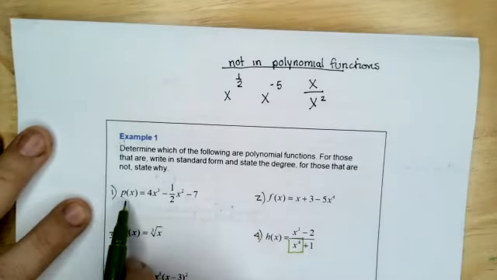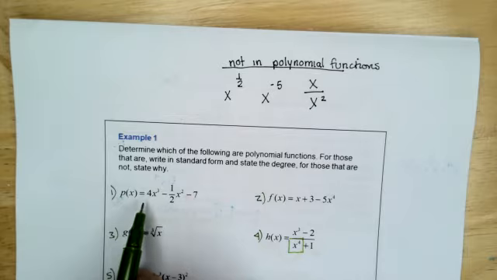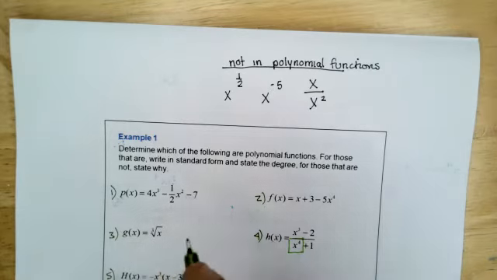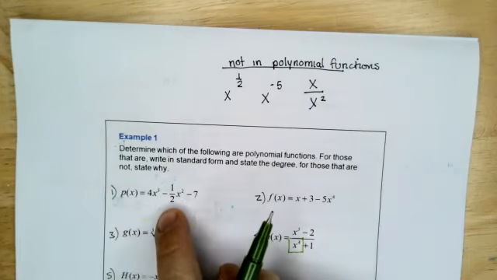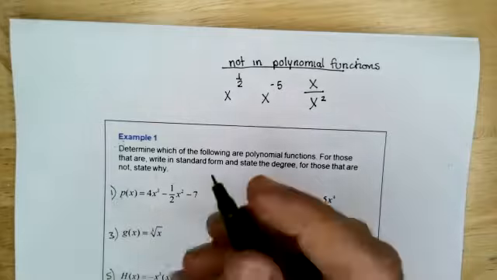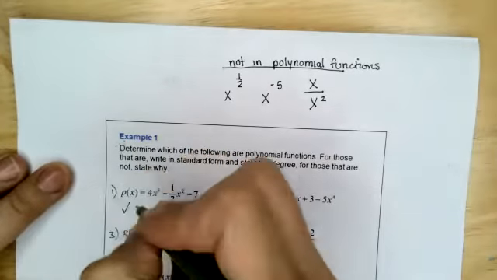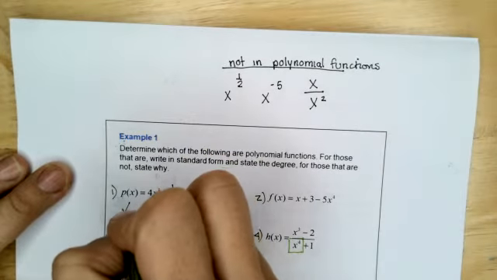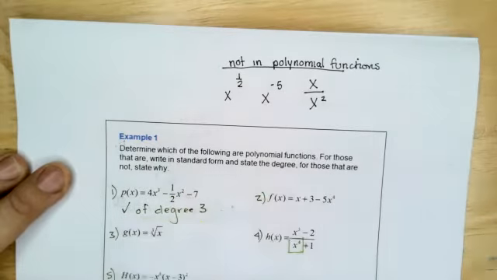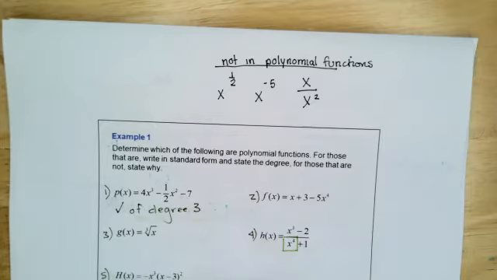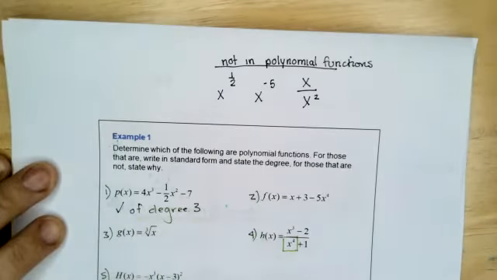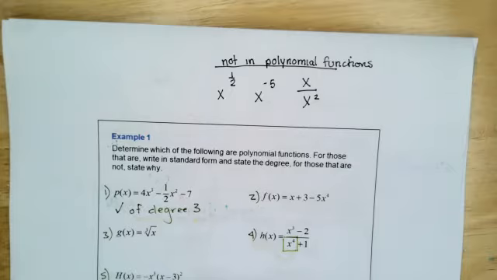All right, number 1: P of x is equal to 4x cubed minus 1/2 x squared minus 7. This is okay. The x squared is not in the bottom of this fraction. The x squared is just being multiplied by a fraction. That's okay. So this is a polynomial function. It is of degree 3, and then they say put it in standard form. Standard form means descending order of exponents: x to the 3rd, x squared, x to the 0 power. So it's already in standard form.